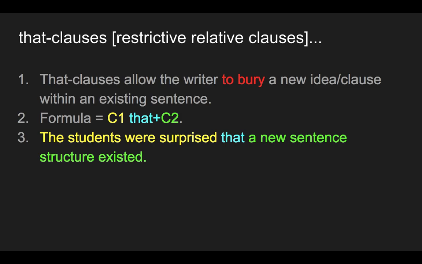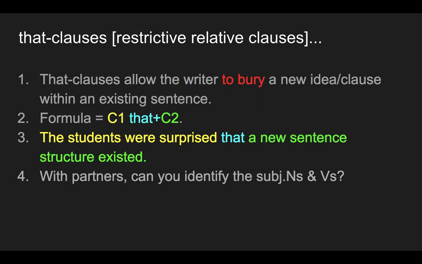So let's take a look. The students were surprised that a new sentence structure existed. So you can see that we've got it color coded here. Yellow equals the initial clause. That is the restrictive relative clause marker. It's a type of linking word. And then we've got the new idea, a new sentence. So sentence is the subject, or sorry, sentence structure. So structure would be the subject noun here, and then existed is the verb.